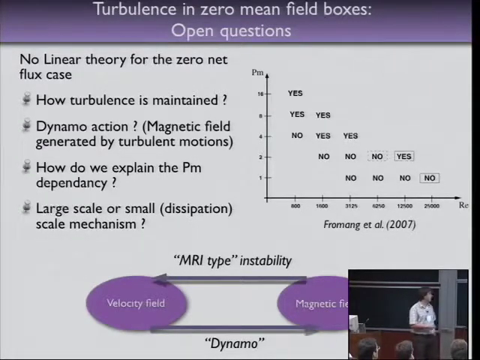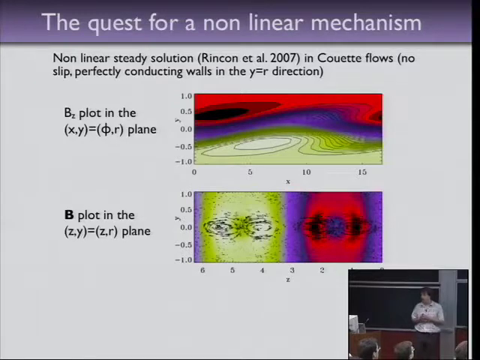So basically, you would expect this kind of mechanism. You start with a magnetic field. You have a kind of magnetorotational instability, which generates a velocity field. And this velocity field, in turn, excites the magnetic field by some kind of dynamo process. And the idea is, what is this mechanism? There have been some studies of this kind of mechanism, and the idea is that it has to be a nonlinear mechanism.